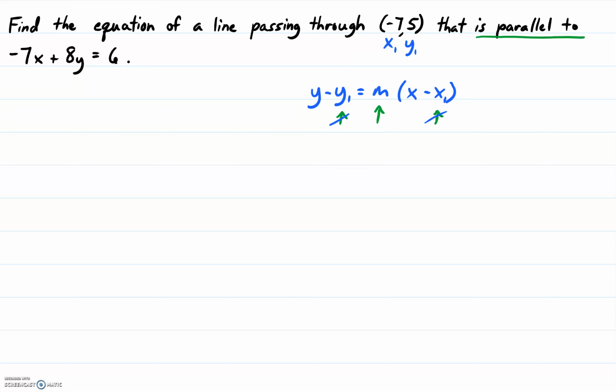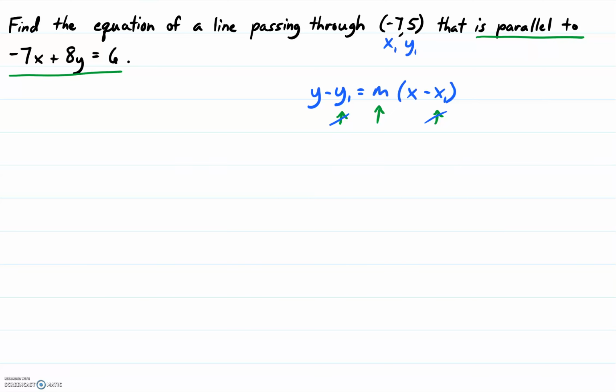We know that we're parallel to a given line, -7x plus 8y is equal to 6. And so if we're going to be parallel to that given line, then we know that we're going to have the same slope as the line that we're given. So let's go ahead and solve what we're given, the -7x plus 8y equals 6, for y, so we can figure out what its slope is. And when we figure out its slope, we know that our parallel line will have the same slope.